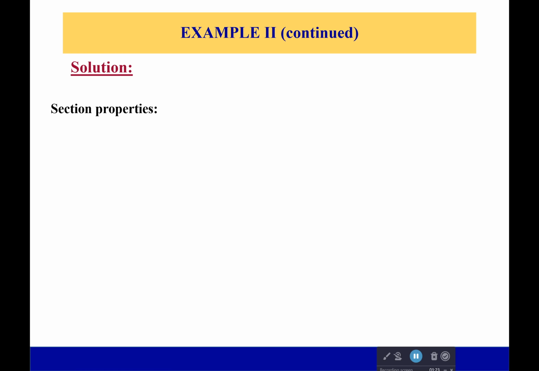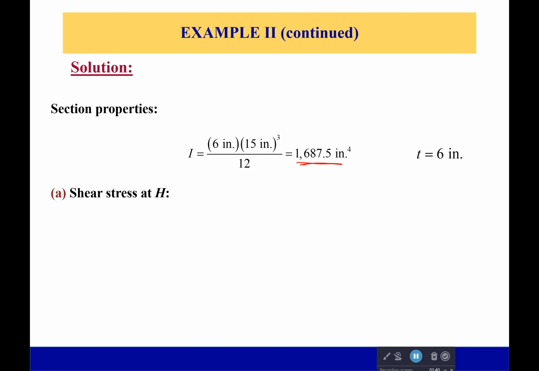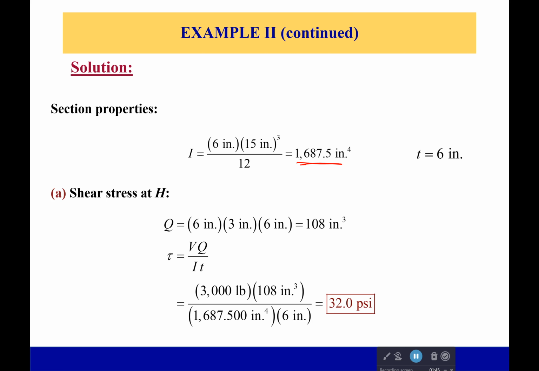First off, let's get those section properties out of the way. Luckily for us, it's a simple timber beam, so the moment of inertia is simply base times the height cubed over 12, so 1,687.5 inches to the fourth. And then our shear stress at H, well, we're going to need to know some information at that point. First off, what is Q? Well, Q is going to be the area above H times its centroid.